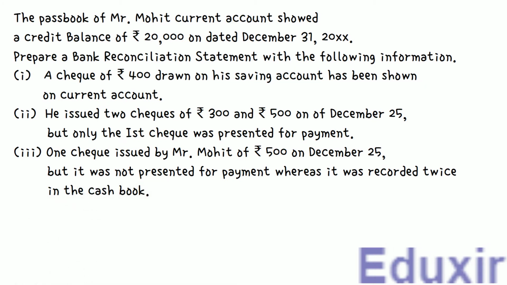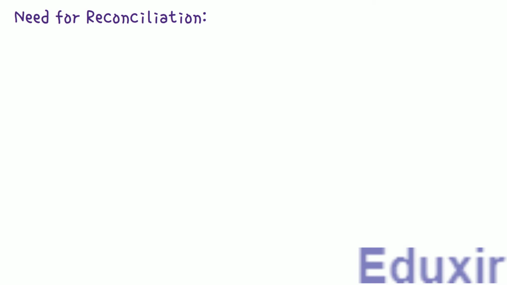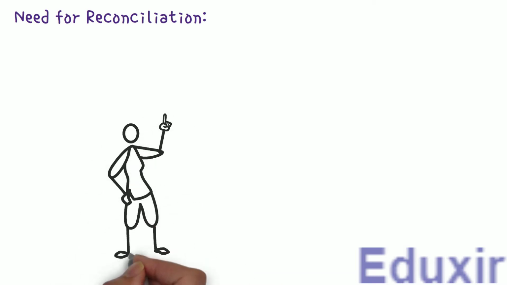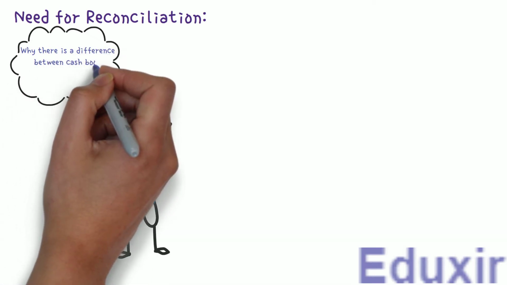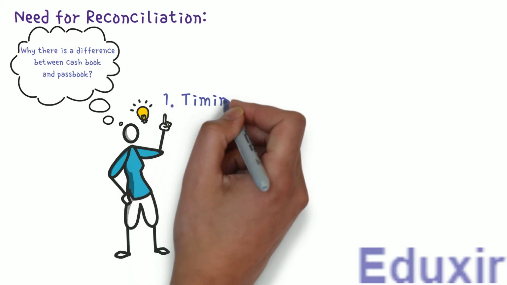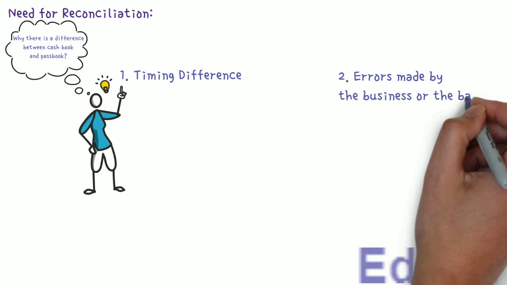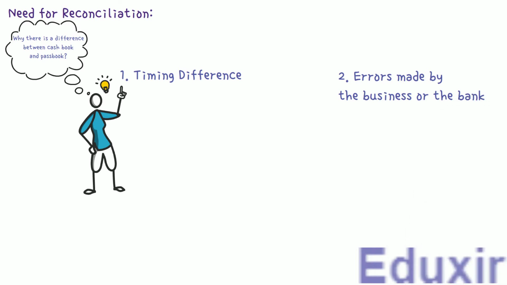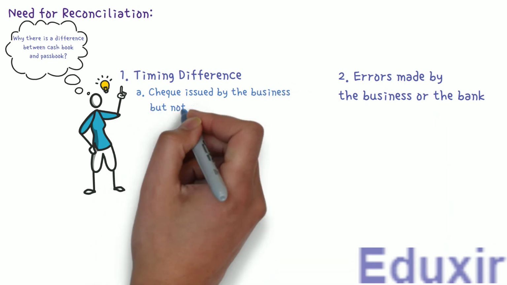Before we proceed with the analysis of these particulars, let us first recap about why there is a need for reconciliation. By preparing a bank reconciliation statement, we get an idea about why there is a difference between the cash book and the passbook. The difference could be due to timing difference on recording the transaction, errors made by the business or the bank. Few reasons of the timing difference are cheque issued by the business but not yet presented for the payment.